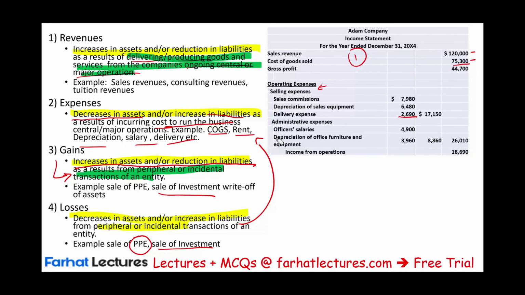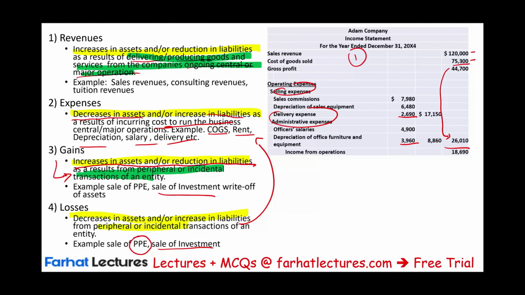So operating expenses could be broken down into selling and administrative. Then we add up all the expenses. They add up to $26,010. Now, gross profit minus operating expenses will give us income from operations, and this is an important figure.